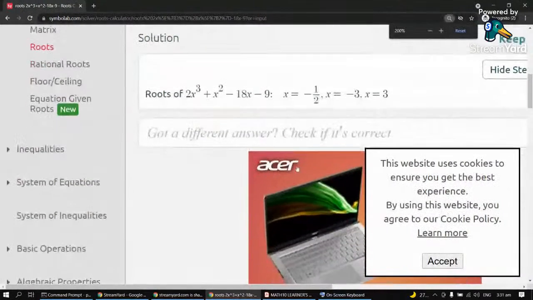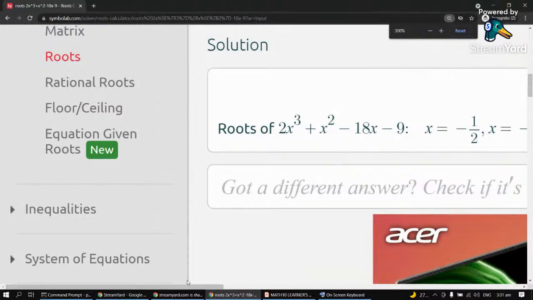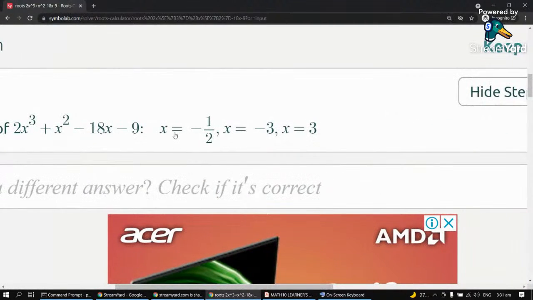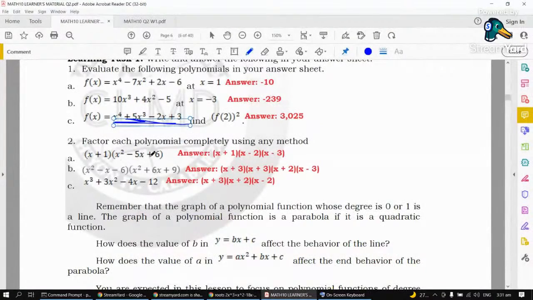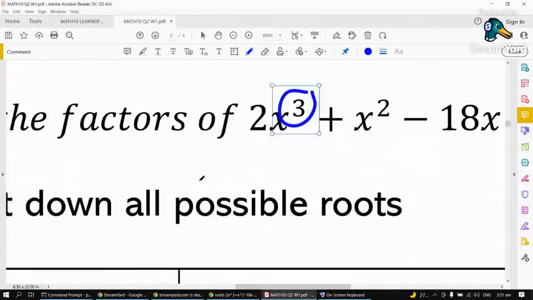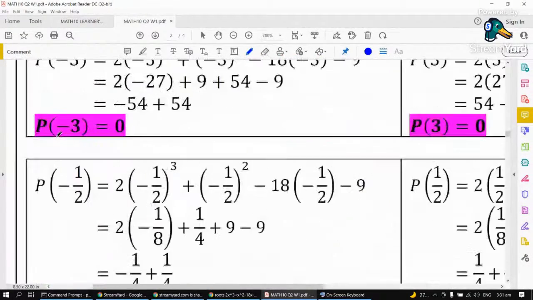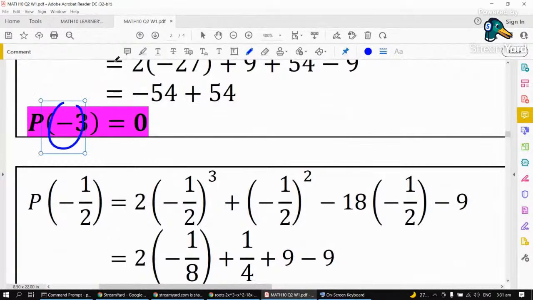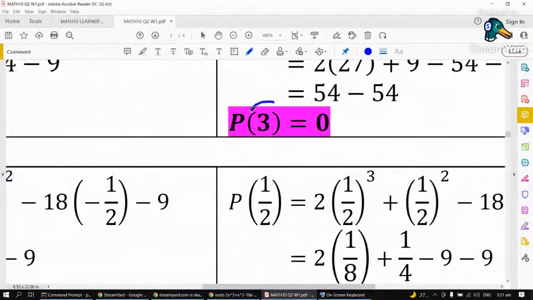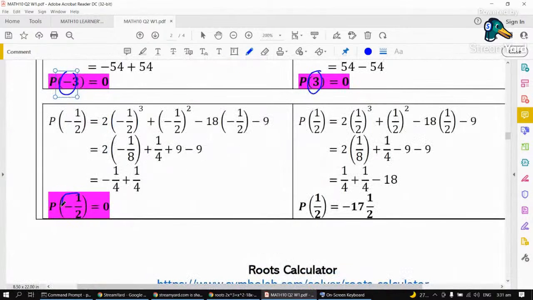So una is x is equal to negative 1/2, and then x is equal to negative 3, and then x is equal to 3. Okay, which is tama naman. Yan, sinolve natin. Makikita natin na tama, negative 3, P of 3, P of negative 1/2. Yan yung mga solution.